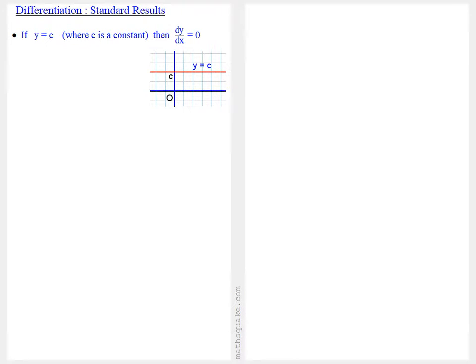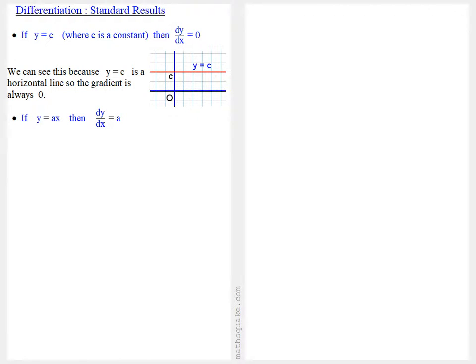Some standard results about differentiation. If we have a function y equals c, where c is a constant, then the differential dy by dx is equal to 0. Now we can see this because y equals c is a horizontal line that crosses the y-axis at c, so the gradient is always 0. dy by dx is the gradient, and so that's 0.